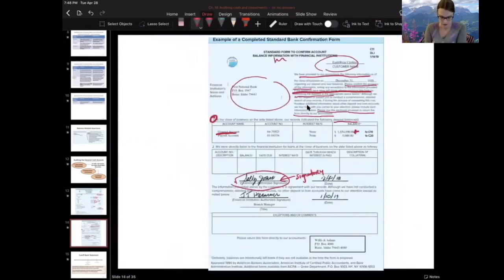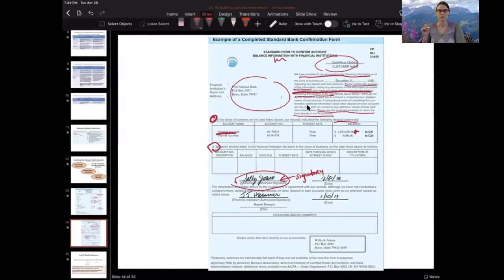And you'll also notice there's kind of this second portion down here, which relates to loan information. This one is blank, so they clearly don't also have a loan at the bank. But this is very helpful because sometimes you could have a lien against the assets with the bank, and that would show up there.